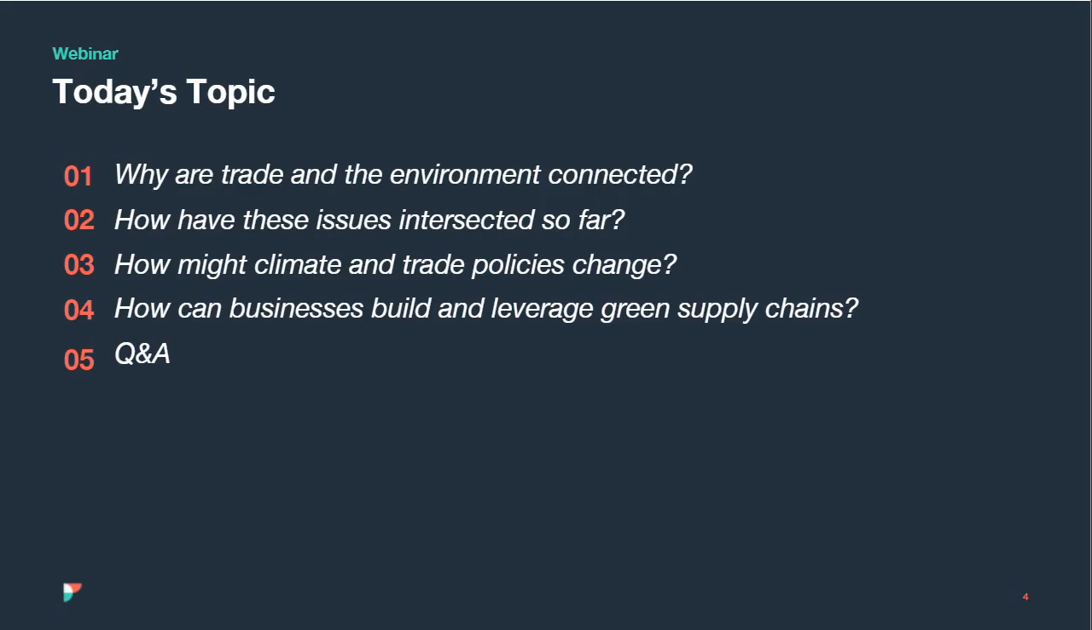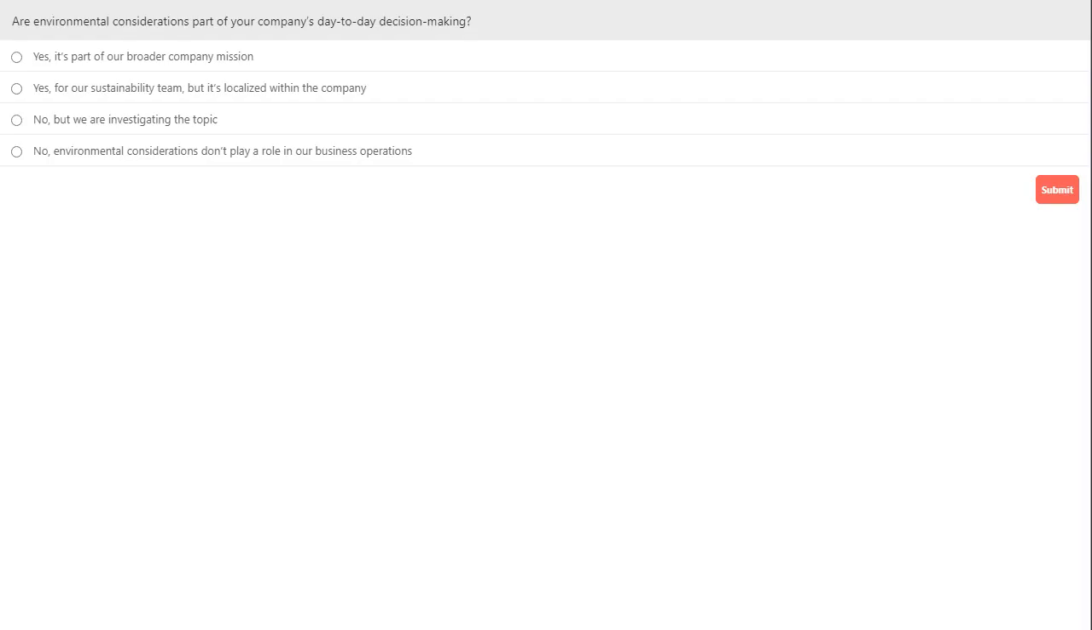All right, let's quickly run through our agenda for today. We're going to discuss why trade and the environment are connected, each clearly an important issue on its own, but what is the intersection of the two? We're going to talk about how they've intersected in the past, and then move on to how we see these policies changing. What will you potentially face as a business? And then directly address how businesses can build and leverage green supply chains. And then with whatever remaining time we might have, we'll turn to questions and answers. Before we delve into this substance, we are going to do the first of our polls. This is where you all sit up straight and get a chance to join in.